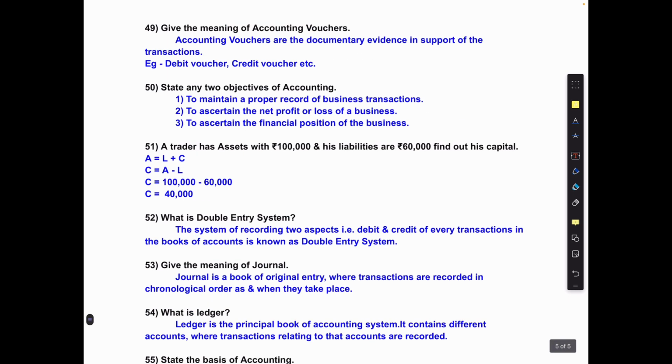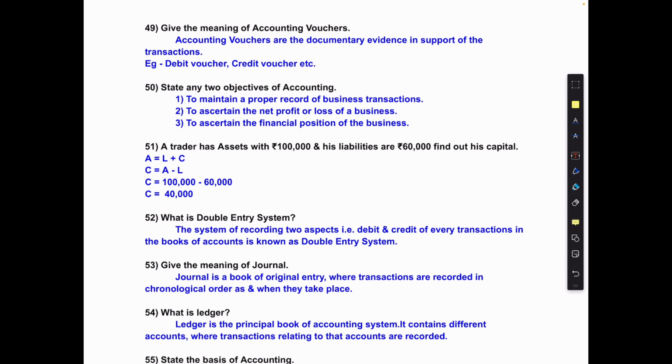49. Give the example of accounting vouchers. Accounting vouchers are the documentary evidence in support of the transactions. Example, debit voucher, credit voucher, etc. 50. State any two objectives of accounting. Number one, to maintain a proper record of business transactions. Second, to ascertain the net profit or loss of a business. Third, to ascertain the financial position of the business.